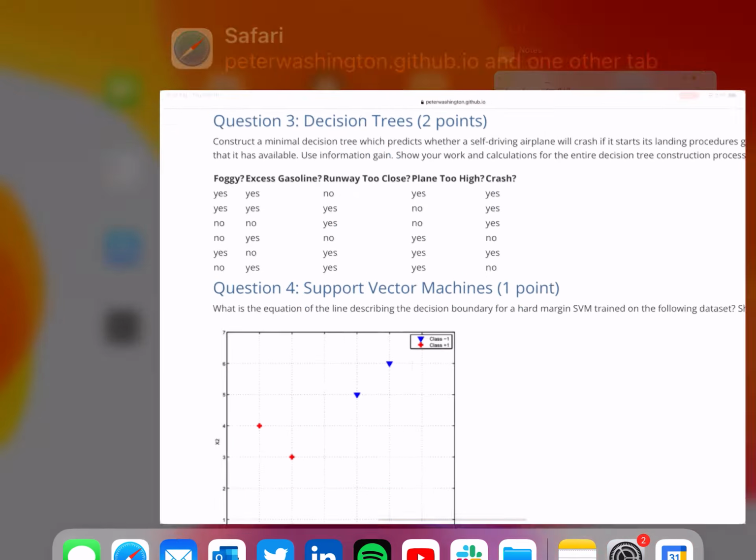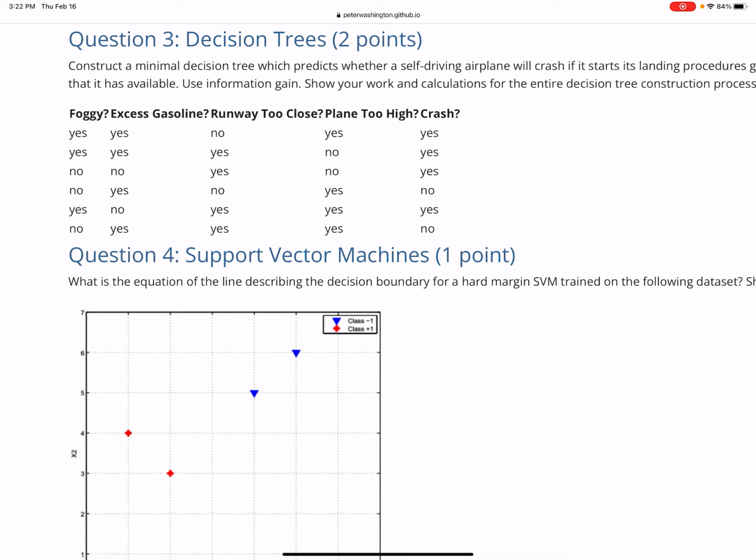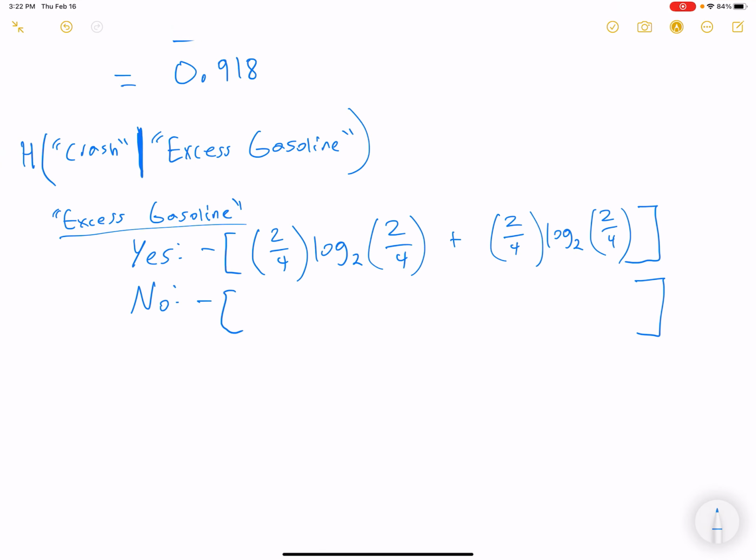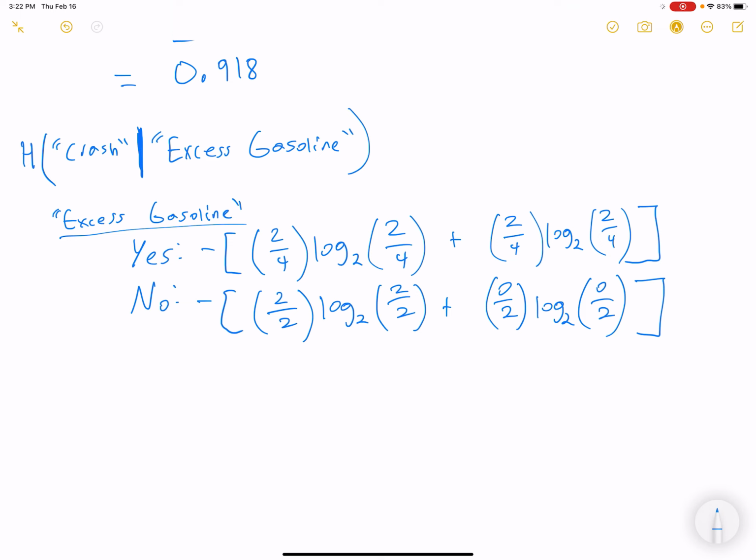For no, when excess gasoline is no, that's two data points, and we see that both of those data points have crash equals yes. So that makes it easy. It's 2 out of 2 times log base 2 of 2 out of 2, plus 0 out of 2 times log base 2 of 0 out of 2.